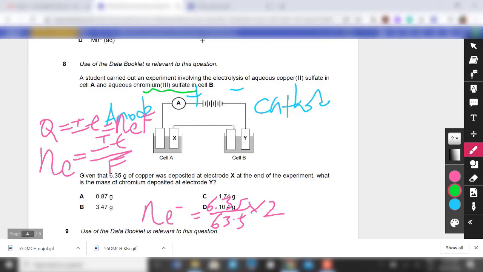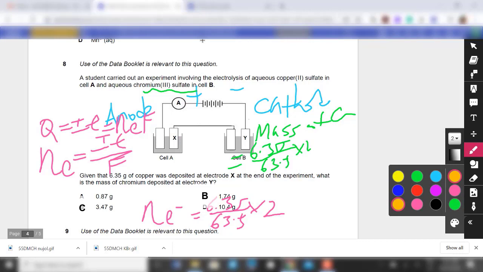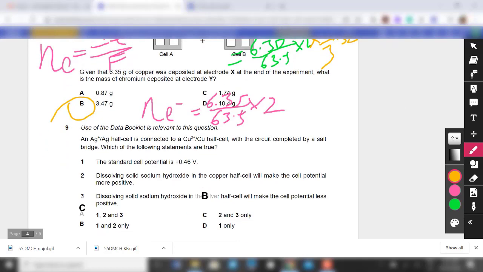In order to calculate the mass of chromium, I will have to take the exact same number, because this represents the number of moles of electron transfer. But remember that in terms of stoichiometry, instead of 2:1, now it's 1:3, so I need to multiply this by 1/3. Then I need to multiply this by 52, which is the relative atomic mass of chromium. If you punch the calculator, you should get B as the answer. So that will be for question number 8, which is pretty decent as well.